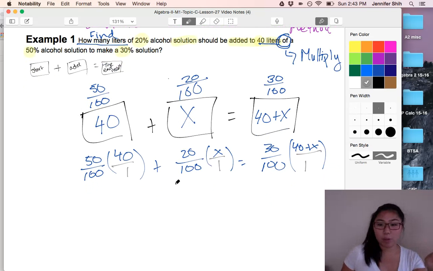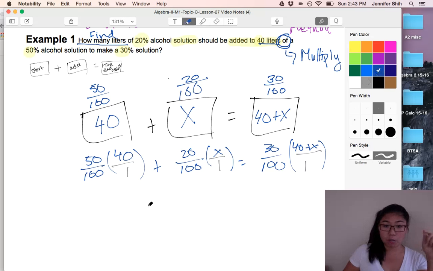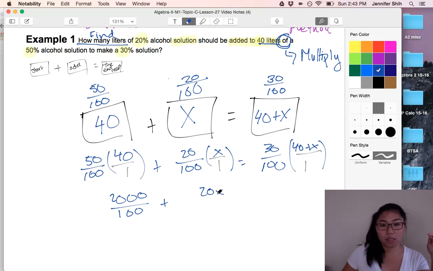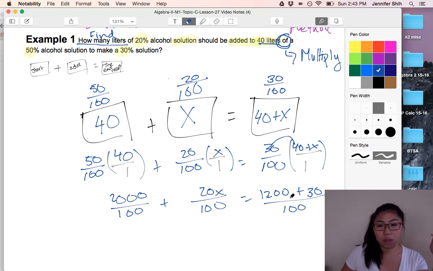This is a problem where we have rational expressions, only rational numbers. We don't have any variables in the denominator, which is good. So I'm going to combine each term to start simplifying. So I have 2000 over 100 plus 20x over 100 is equal to, I'm going to multiply this, get 1200, 2 zeros, plus 30x over 100.